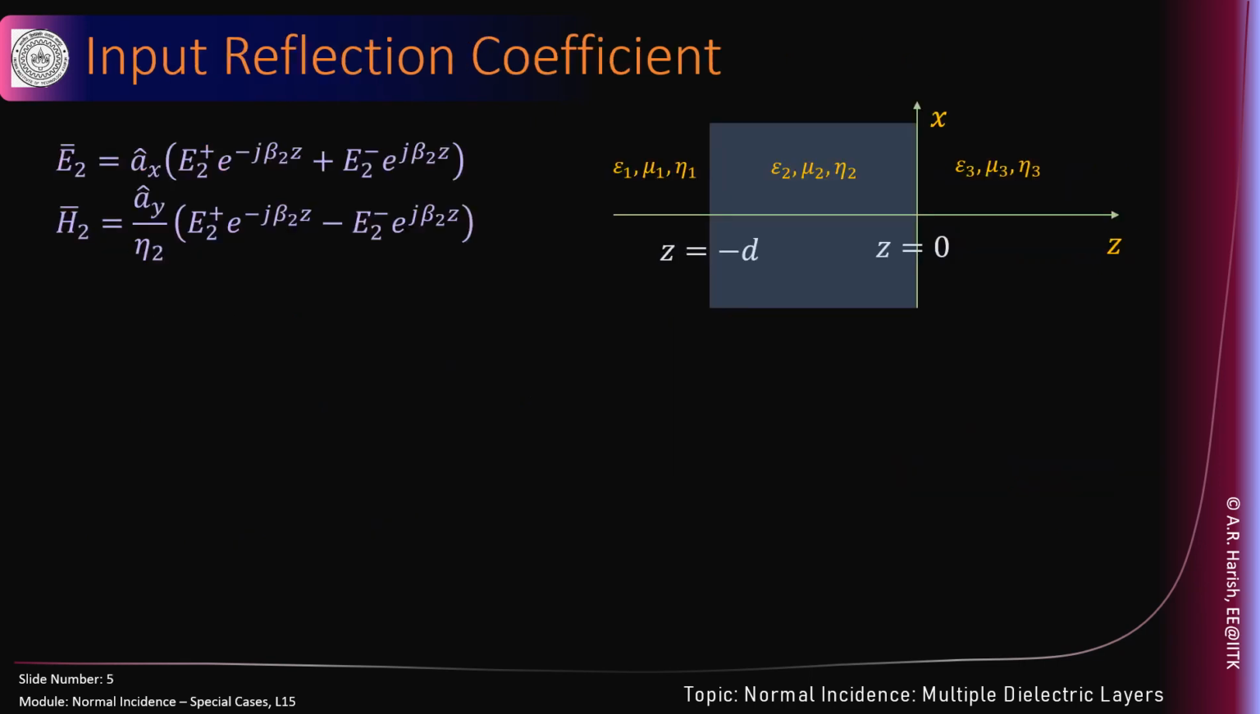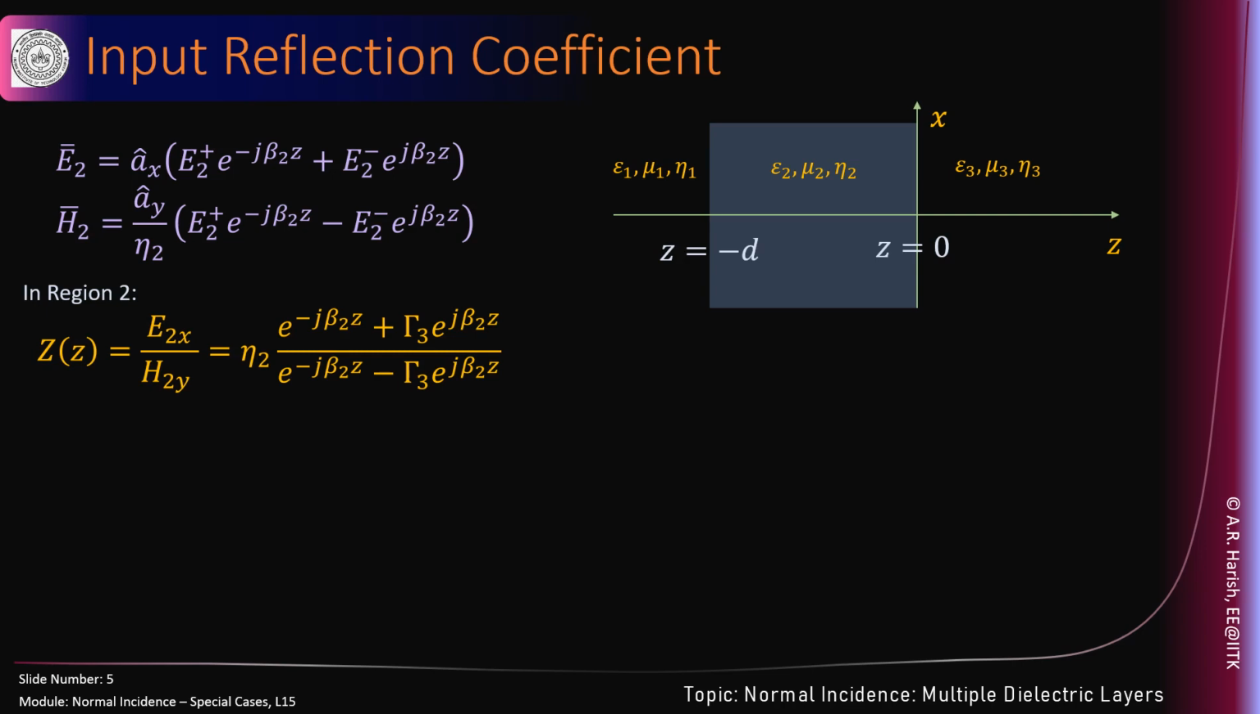Now let's look at the problem that we are trying to solve. We have 3 regions. Epsilon 1, mu 1 has intrinsic impedance eta 1. Region 2, epsilon 2, mu 2 with intrinsic impedance eta 2. Region 3, epsilon 3, mu 3 with intrinsic impedance eta 3. And we have also written field equations for region 2 given by these two equations on the top of the screen. Now what do we do? We will look at the wave impedance in region 2, which is E2x upon H2y, which is given by that result by simply taking the ratio of the two equations on the top.